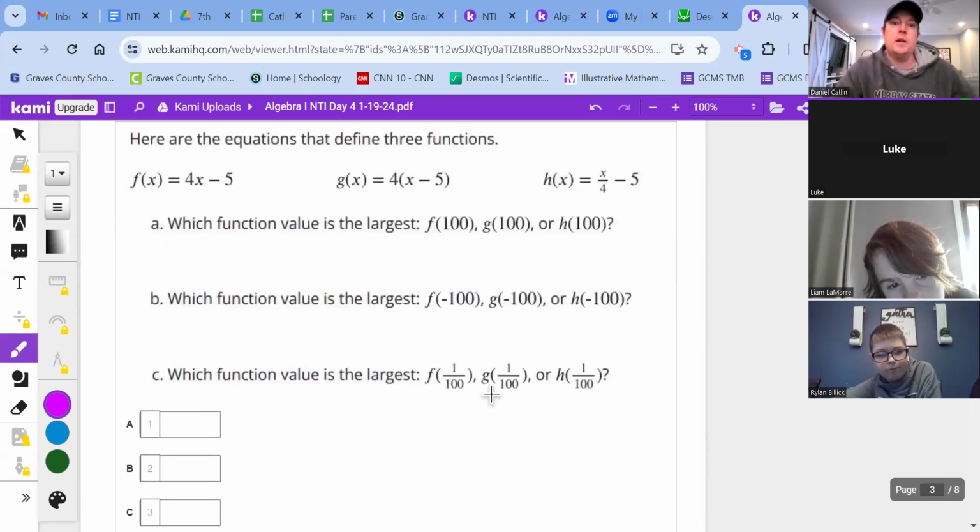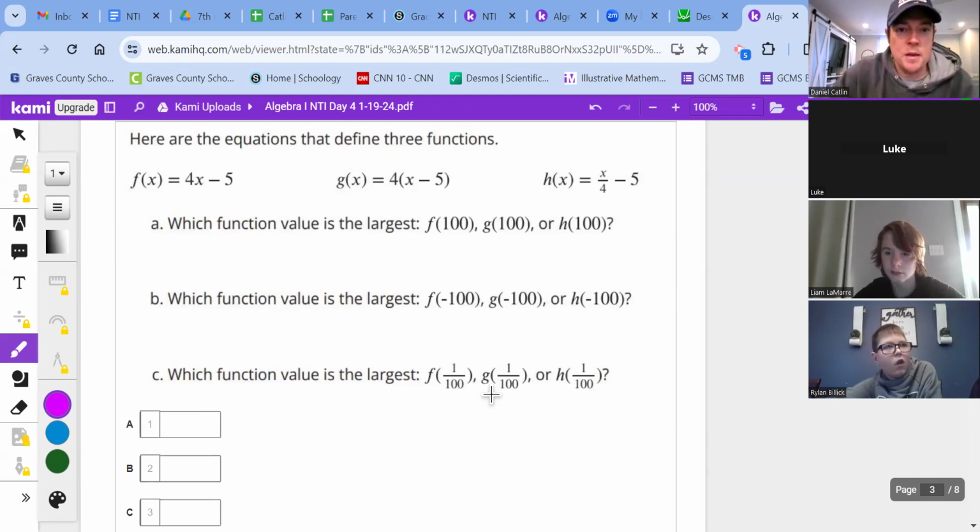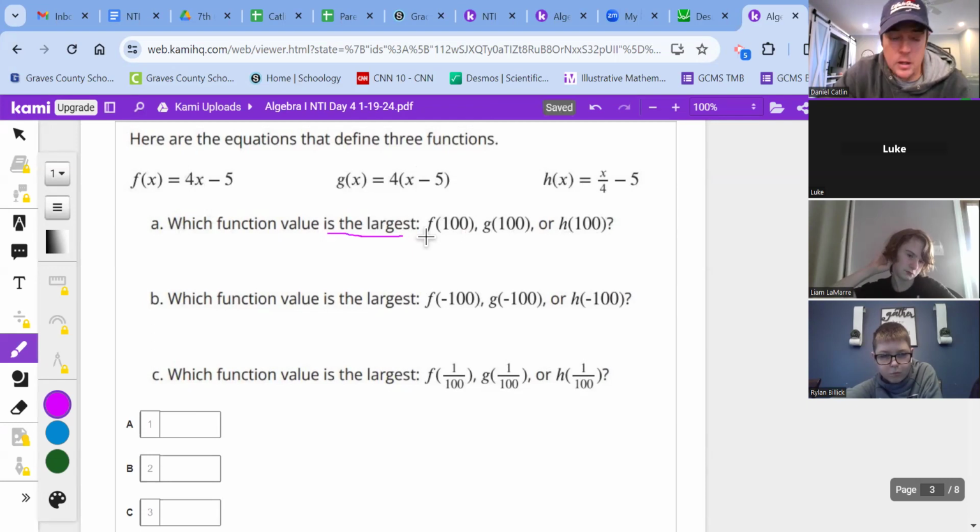Let's zoom on down to the next one. We've got 3 different functions, f, g, and h of x, and we're plugging in the same inputs for all three of them, and I'm just asking you which one gives the largest output. All right.